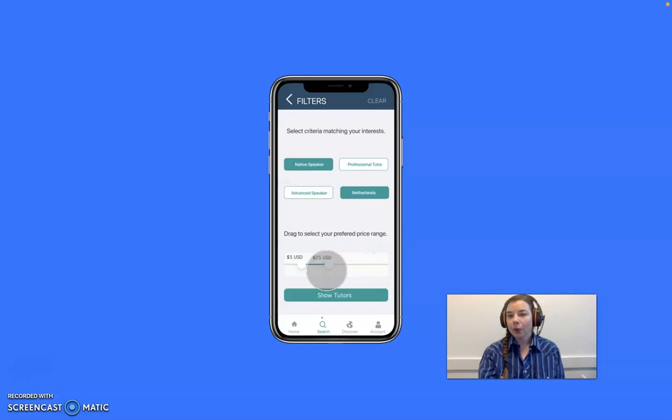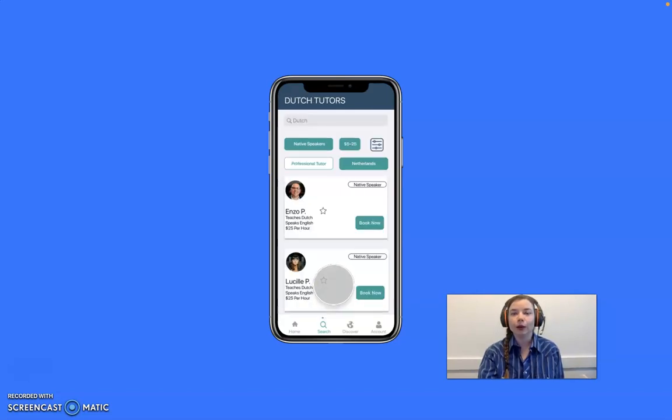Everyone that I spoke with definitely wants to pay, or felt that they should pay, their tutors a reasonable amount. They hope they get a livable wage, but we also have other financial obligations, so that price transparency is very important. So now we have someone, native speaker, Netherlands, within our price range.